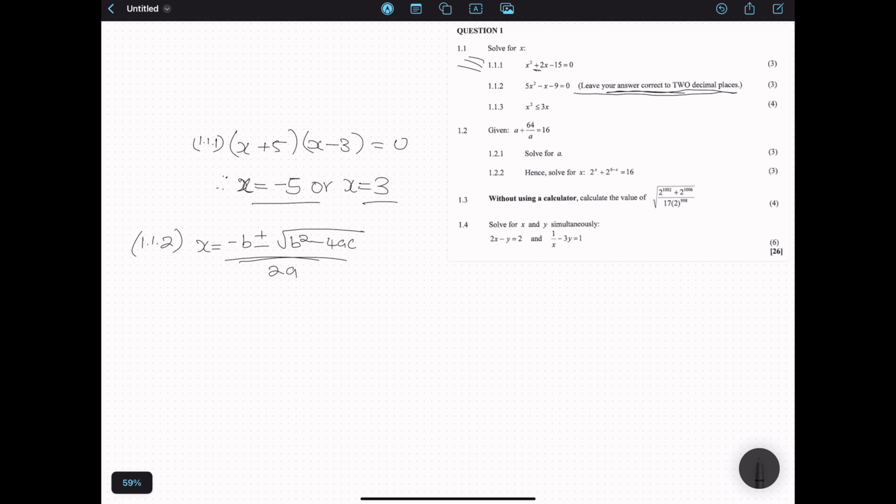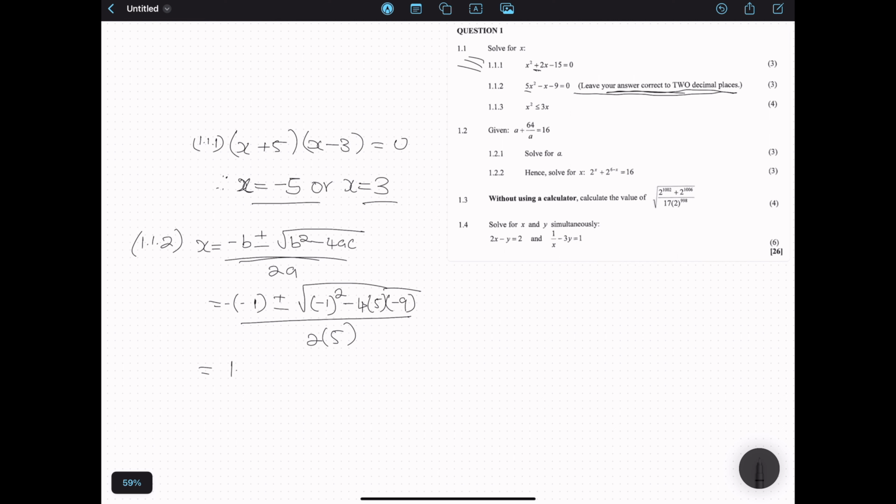So substituting from this, you can see that what is b? b is -1, so minus into -1, plus or minus the square root of -1 squared minus 4. What is a? a is given by 5. c is given by -9, divided by 2 into 5. Right? So that's what we have. So you have to put that on your calculator. Before we do that, let's just simplify it further.